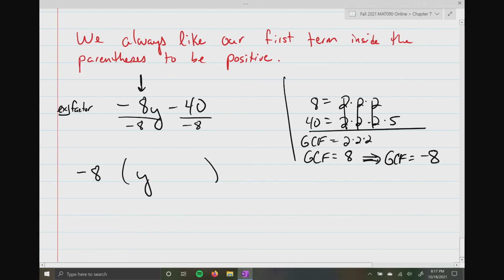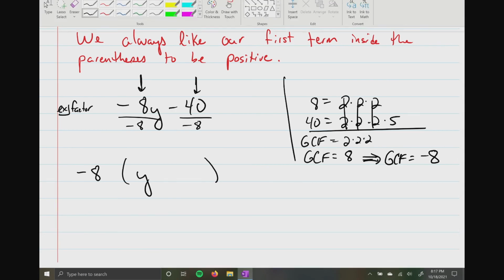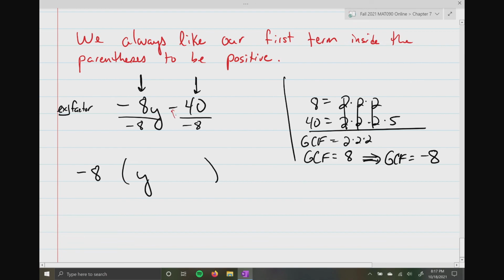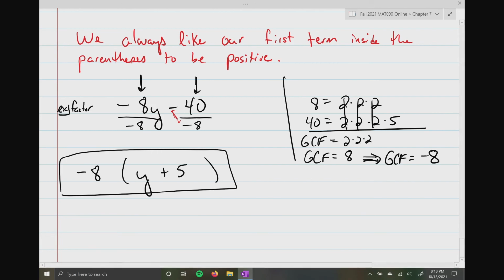Y. Now, in the second term, notice you got a double negative back to back. Let me draw a red arrow. You got that double negative back to back. Well, another way to just think about this is negative 40 divided by negative 8. A negative divided by a negative is a positive. 40 divided by 8 is 5. And that's how we factor out a negative number. That is going to be very crucial for us. Anytime you see a negative for that very first term, just factor out a negative, okay? Just factor out a negative. Let me show you another one here.